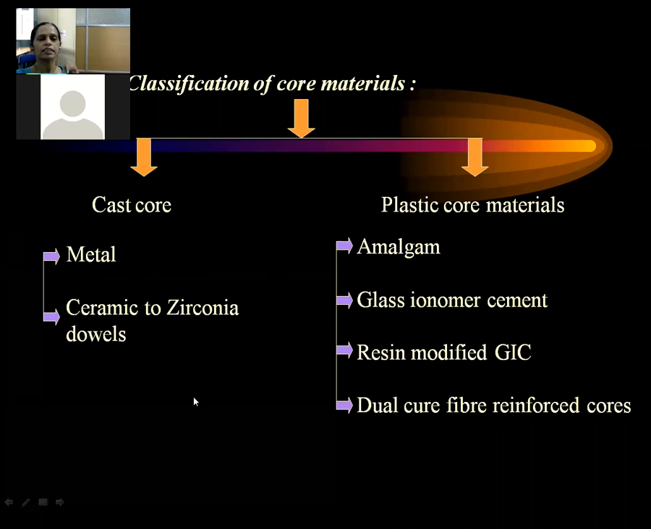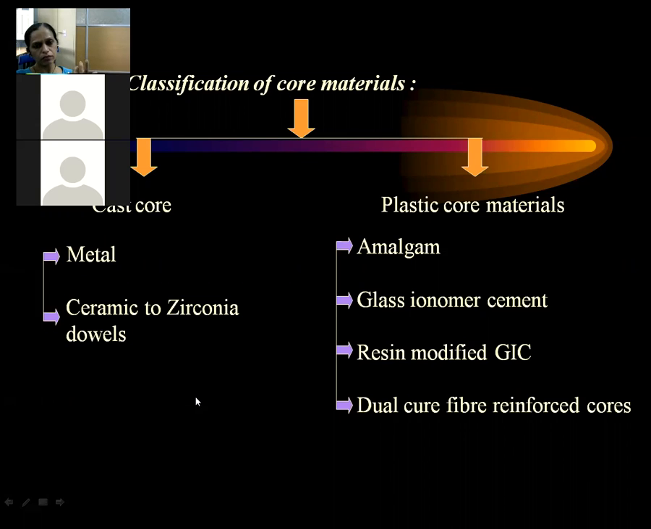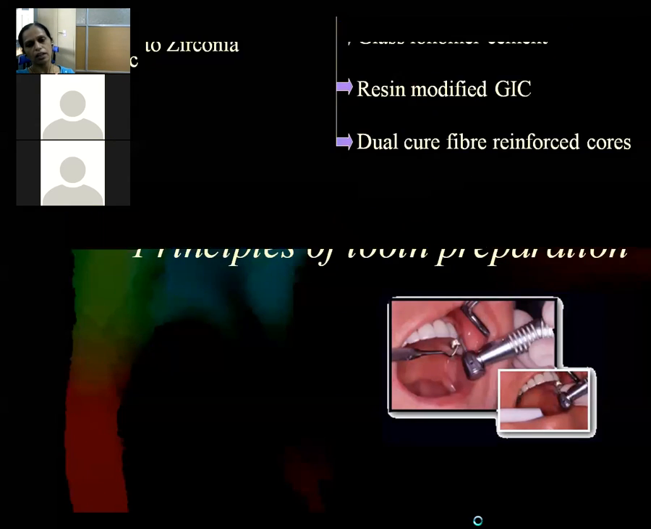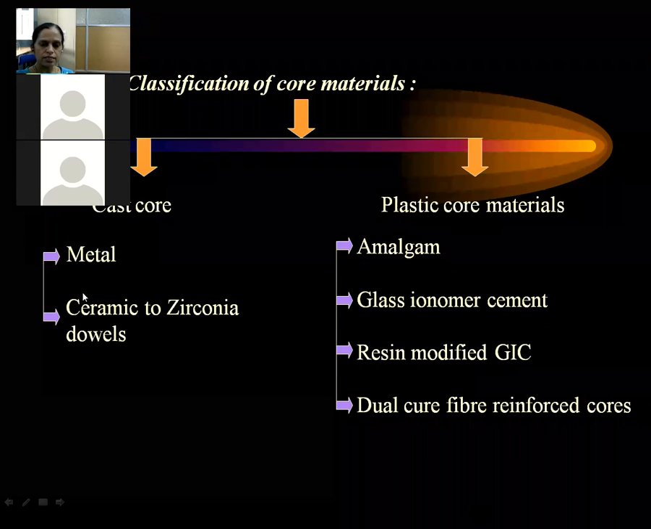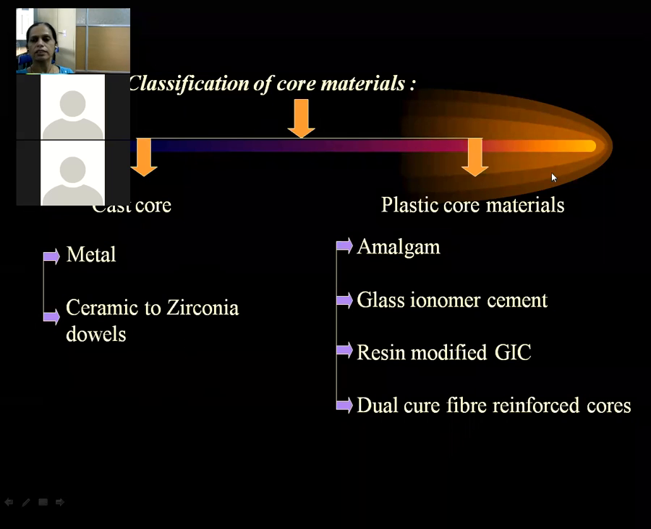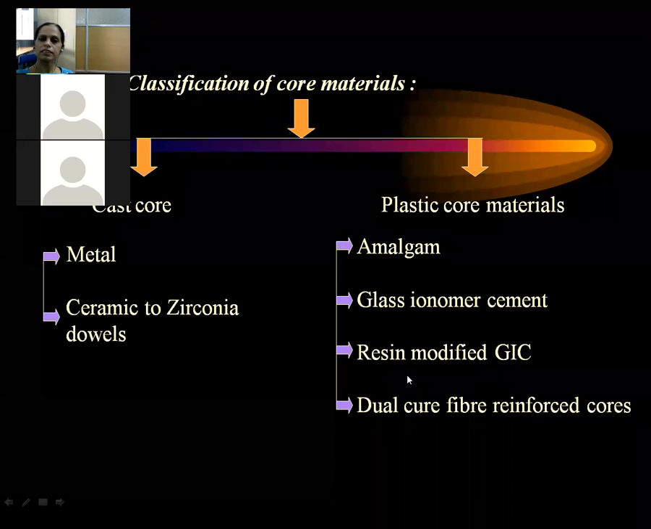And second thing, it can be done on metal also, it can be done on ceramic also. This ceramic casting is done on the zirconia post. This is a plastic core material, meaning this is done directly inside the mouth. This is done in the mouth or outside the mouth, meaning in the laboratory. This is plastic core material.